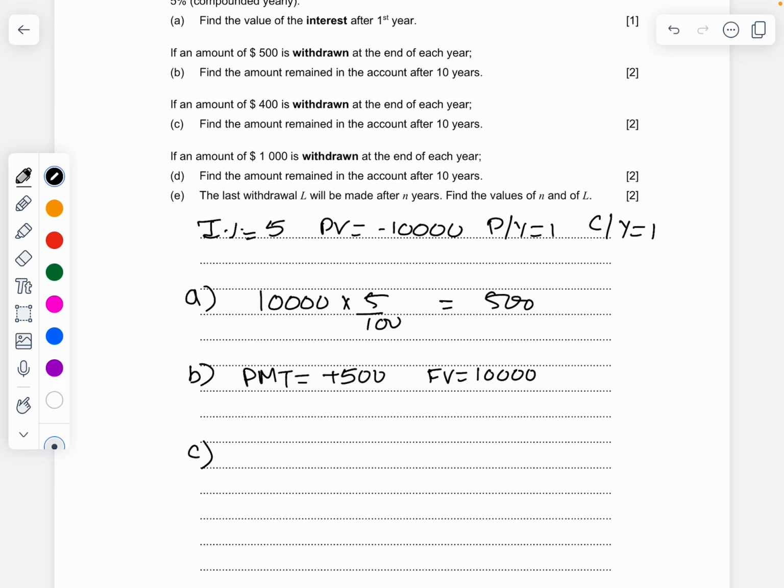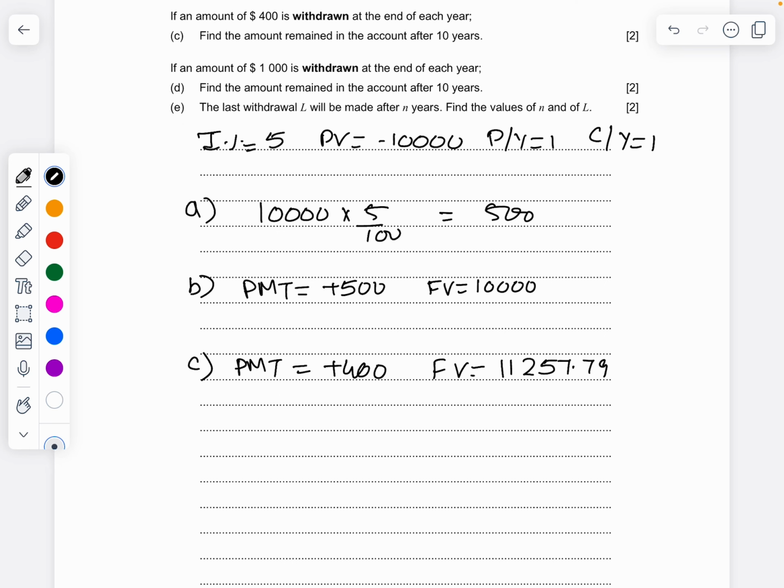Then part C, if an amount of 400 is withdrawn at the end of each year, find the amount remaining after the 10 years. So your PMT should be equal to plus 400. Then calculate your future value, it will become 11,257.79.